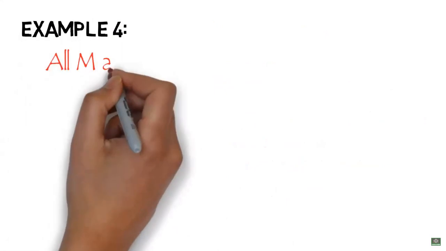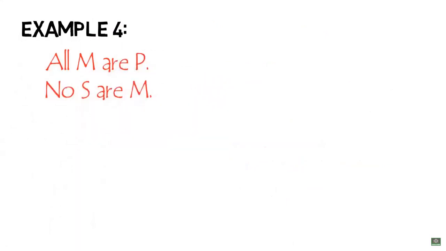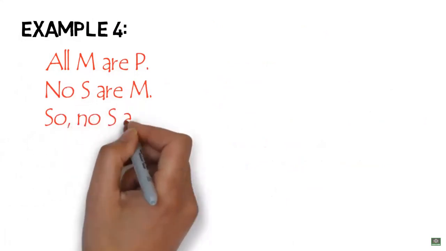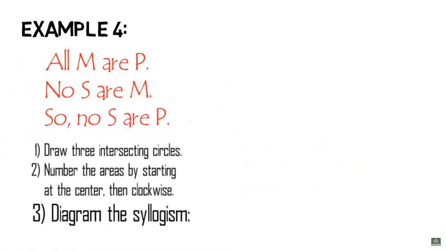Let us analyze one more example. All M are P. No S are M. So, no S are P. Again, let us draw 3 intersecting circles for this syllogism, each for S, M, and P, and then number the areas by starting at the center and then clockwise.